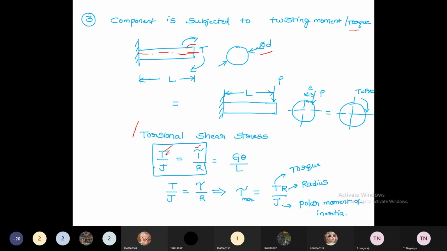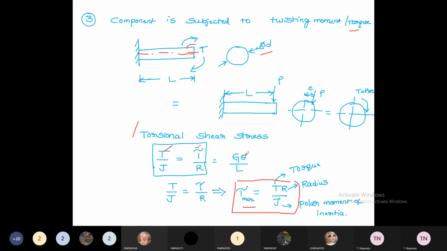Here T is the twisting moment, J is the polar moment of inertia, tau is the torsional shear stress, and R is the radius where we would like to calculate the stresses, also called the radius of curvature. From the first two, T by J is equal to tau by R, so tau maximum is equal to TR by J. This is the torsional shear stress of a member.